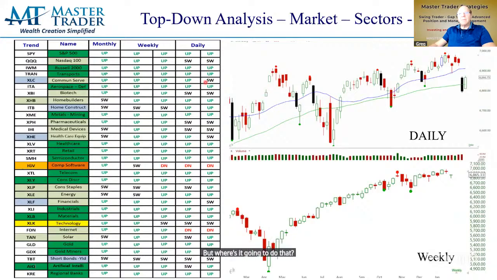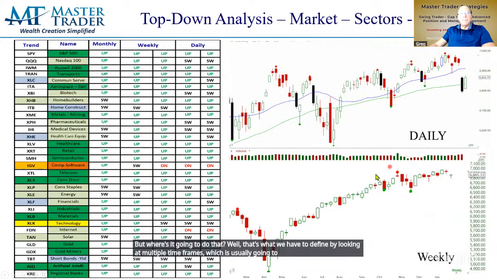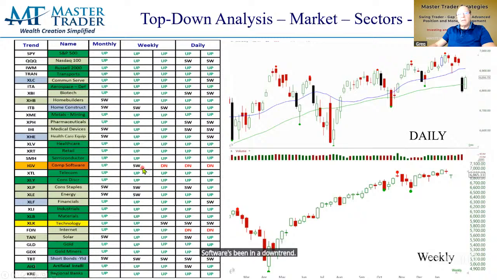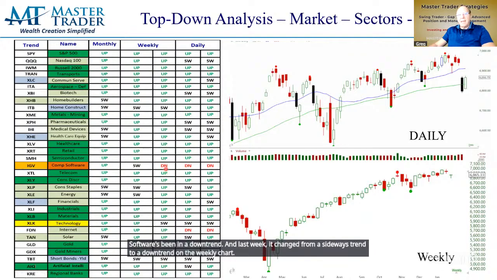Well, that's what we have to define by looking at multiple time frames, which is usually going to happen at support. Software has been in a downtrend. And last week, it changed from a sideways trend to a downtrend on the weekly chart. Clearly, that's a negative. And so we continue to do this week by week.